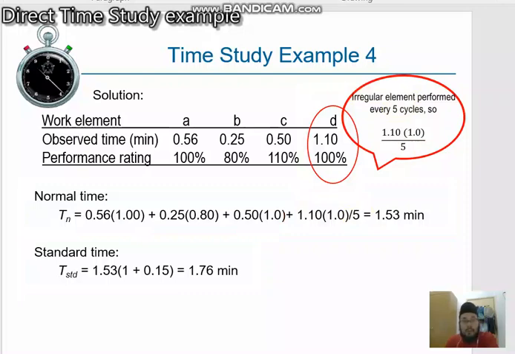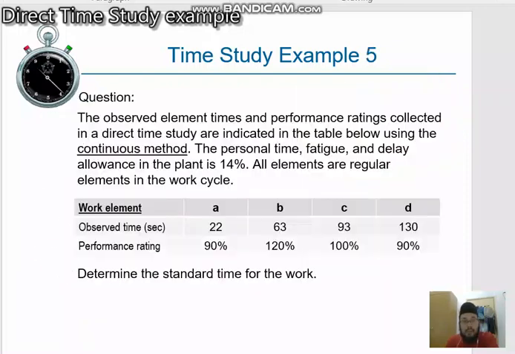We look at the next example. The observed element times and performance ratings collected in a direct time study are indicated in the table below, using the continuous method. So in this example, the observed time uses the second method, the continuous method. In the previous example, we used the snapback method. Now in this example, we use the continuous method.